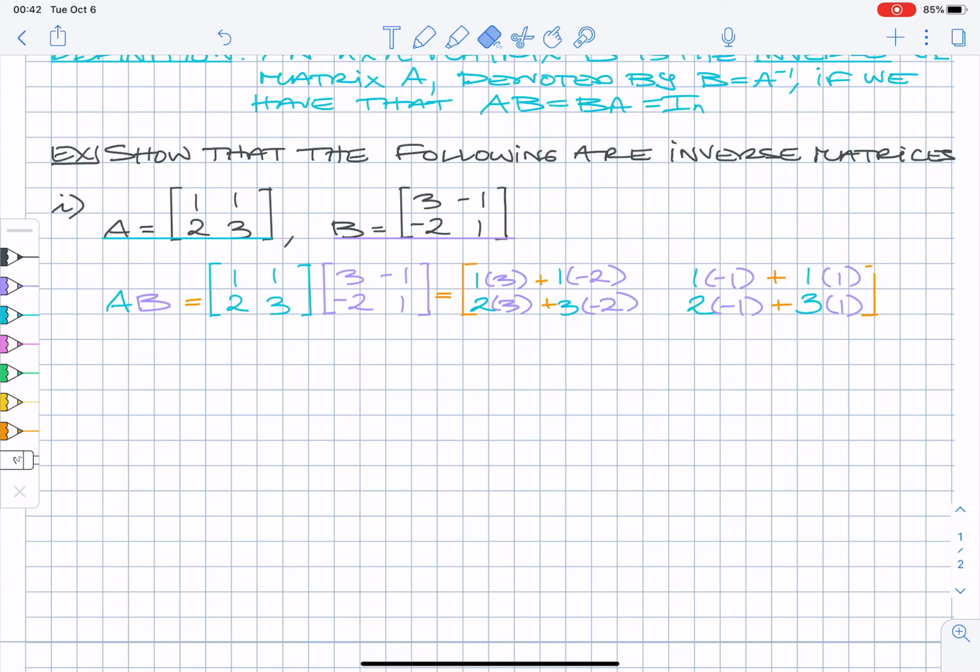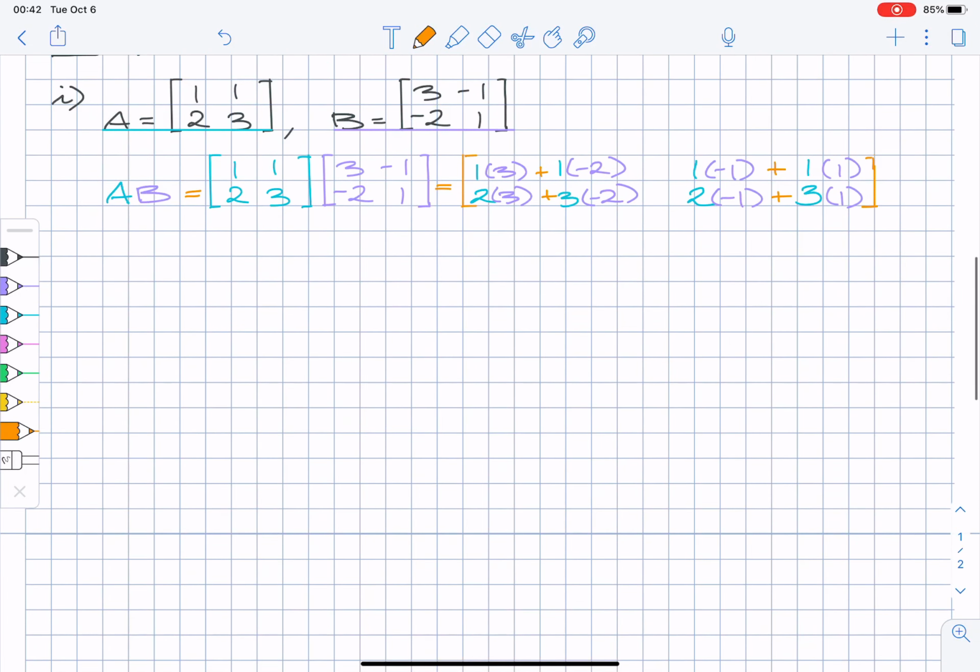Unbelievable. All I want to do is put a square bracket. Okay, so we have that AB will be equal to 3 minus 2 is 1. 6 minus 6 is 0. Negative 1 plus 1 is 0. Negative 2 plus 3 is 1. So that's good, because that's I sub 2.